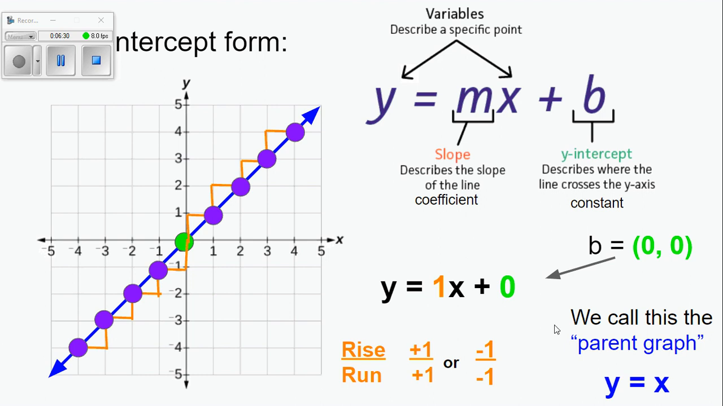And how you see it written here in blue, that's actually how it's really written, because we have these identity properties from elementary school that say 1 times x is just x, and anything plus 0 is just itself, so I don't have to write plus 0 ever. So anytime you see y equals x, it's this 1 and this 0 that are kind of hidden in the background. And again, we call this thing the parent graph.